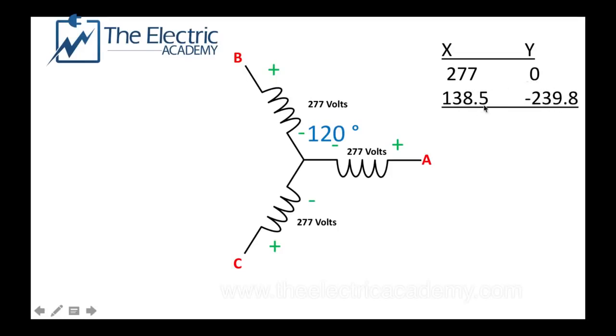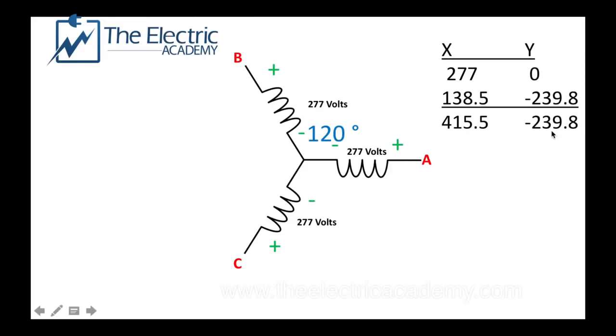Okay, it still doesn't look anything like 480, does it? Because if I add the X's up, I'm going to get 415.5. And if I add my Y's up, I get negative 239.8. So at this point, you're thinking I'm smoking crack, except this is adding these two vectors up and getting me an overall X and an overall Y. So we're going to take this, and we're going to use the power of Pythagoras.